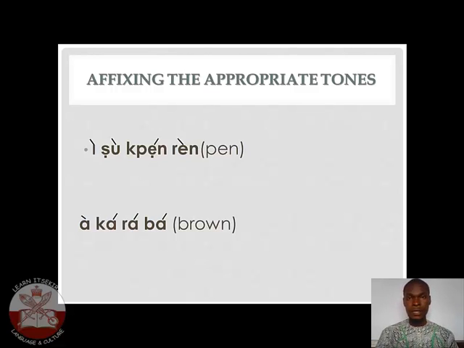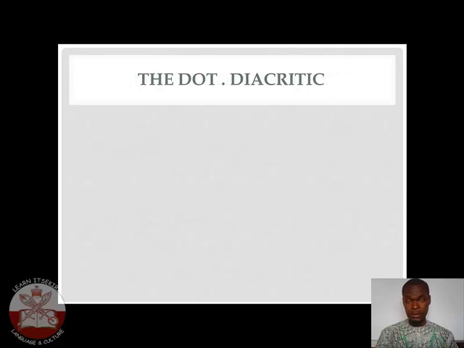Another distinctive feature in Itsekiri is the dot. Now, the dot does not necessarily bring about a change in meaning, but it brings about a change in the letters of the alphabet. Notice these words in Itsekiri on the alphabet we studied prior to this lesson. E, O, Sh, popularly pronounced and written as TS by most Itsekiris. Now, they are different from these other letters. A, O, and S.